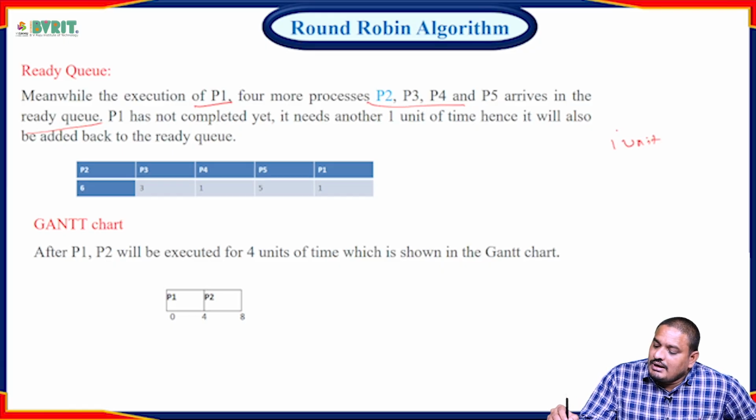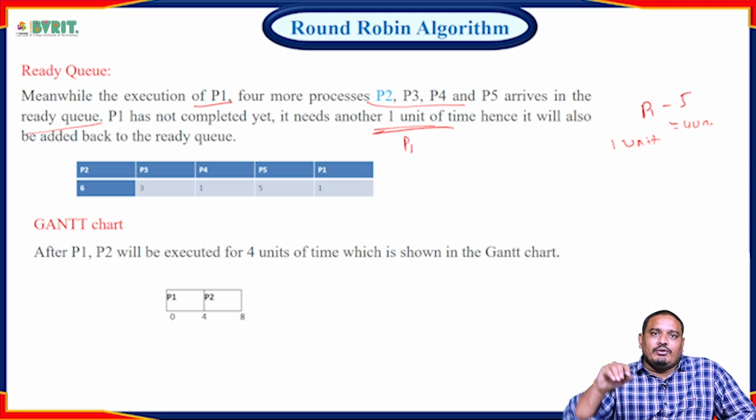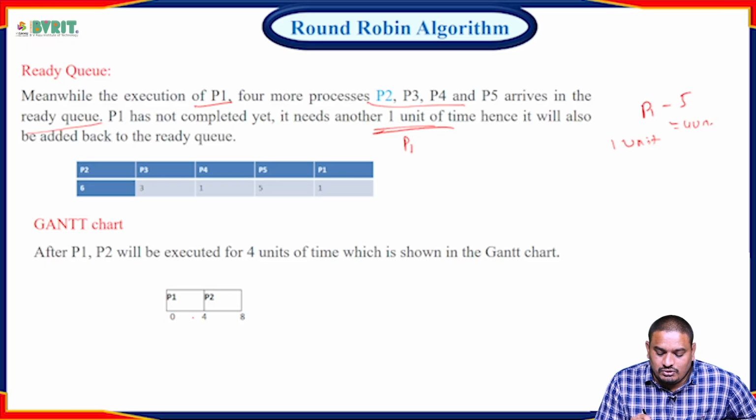The burst time given to P1 is 5 units, but the quantum time is equal to 4 units. The remaining 1 unit is available. This P1 comes to the picture again after P5 completes. So P1 runs from 0 to 4 units, no problem.